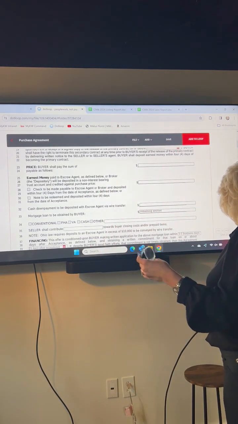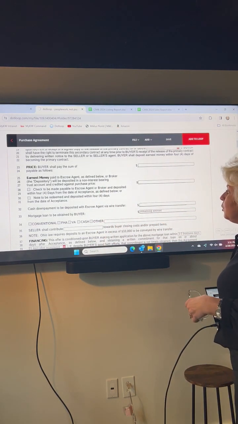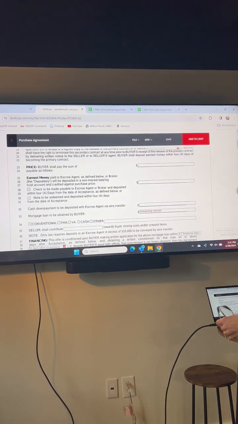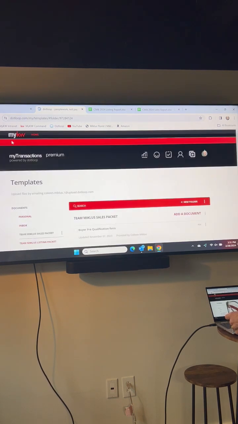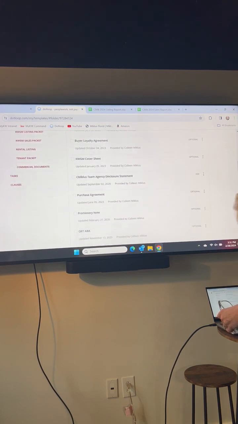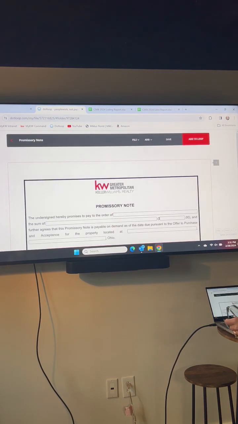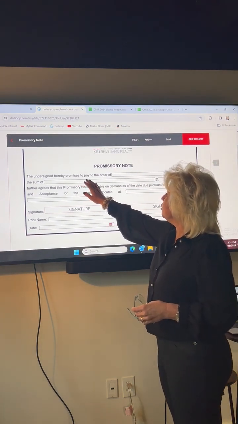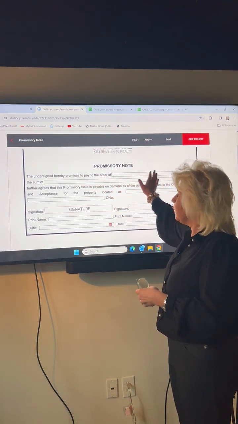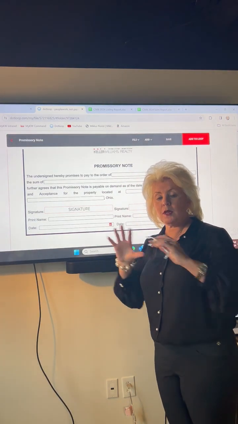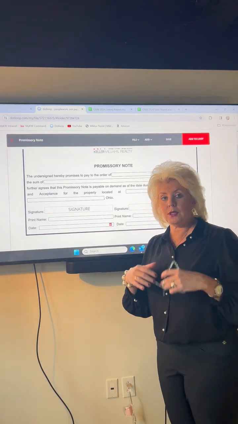Okay, now switch over to an actual note, which you include in your offer. A promissory note is going to look like this. Okay, and it says, the undersigned hereby promises to pay the order of Ohio Real Title, because in the contract we're going to use Ohio Real Title. We at Keller Williams send our money to the title company. We do not hold it here as a brokerage.